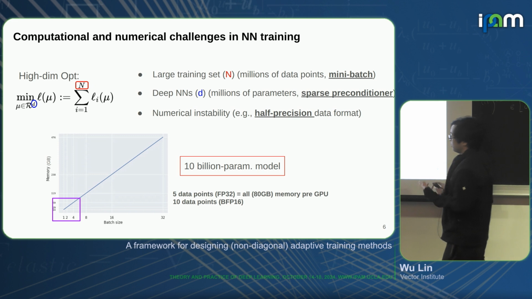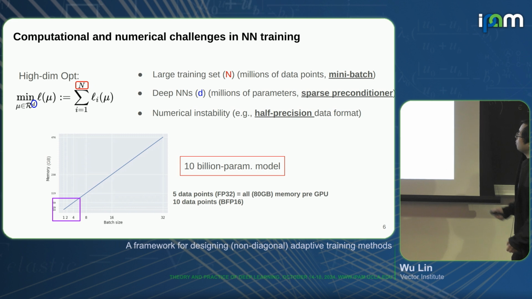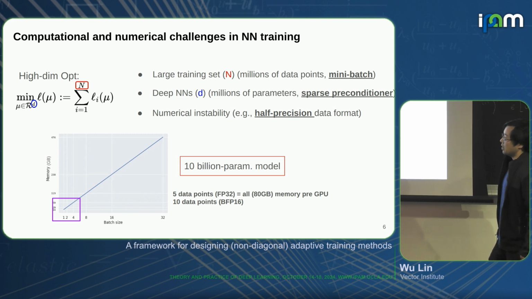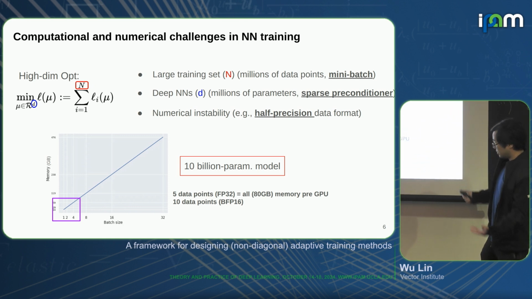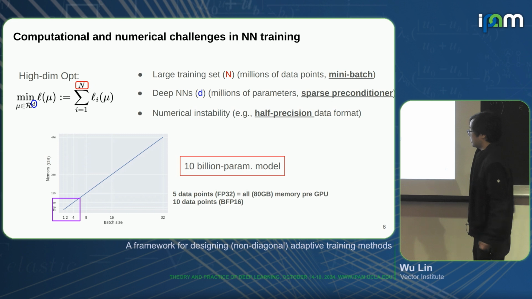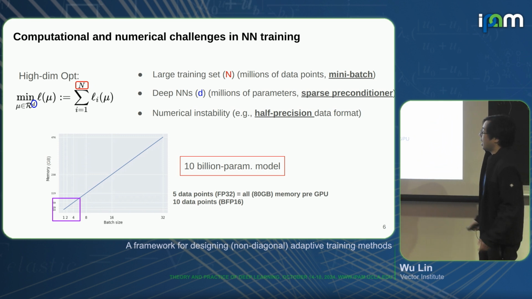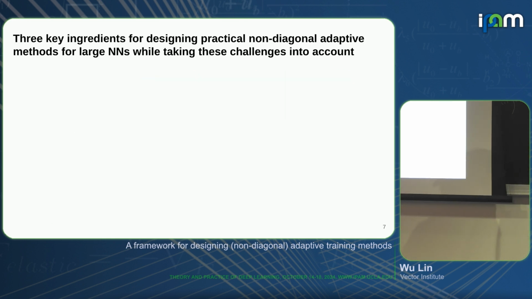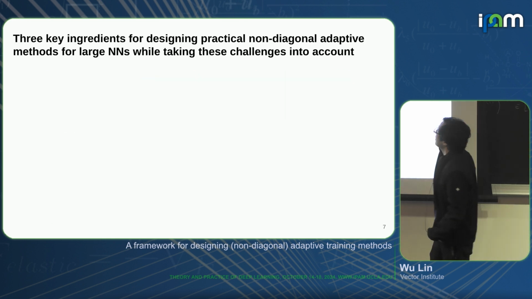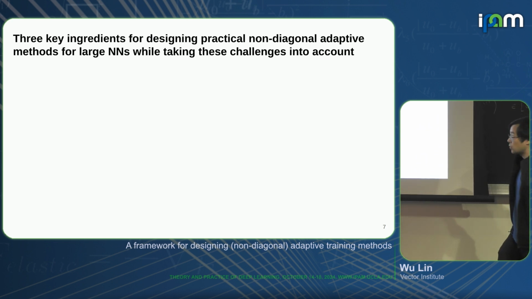And we want to load more data points onto our GPU. Unfortunately, using a low precision data format increases numerical instability. For example, if you're using non-diagonal methods, we often have to use matrix decomposition or matrix inversions. And these operations are numerically unstable and unavailable in half precision. So we're going to talk about 3 key ingredients for designing practical non-diagonal adaptive methods for training large neural nets while taking these challenges into account.